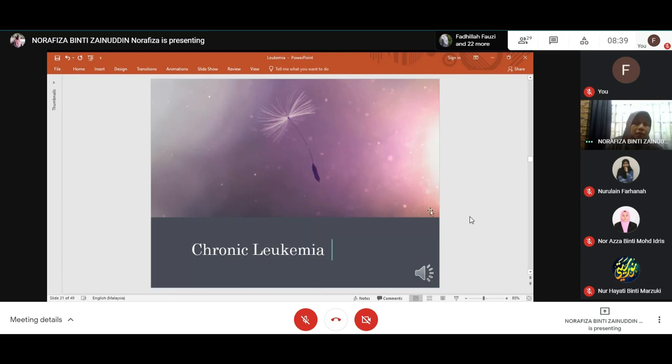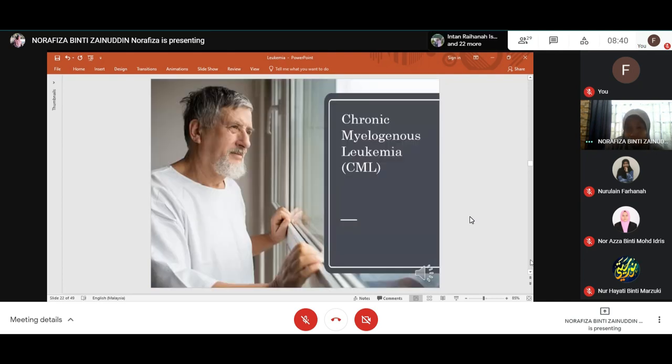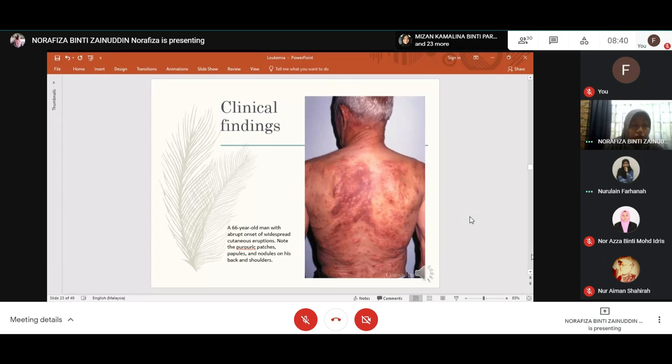Okay. All right. So we have finished with acute leukemias. We move on to slide 21, chronic leukemia. Can I move on? Yes, doctor. All right. So this is CML. So these are the clinical findings.